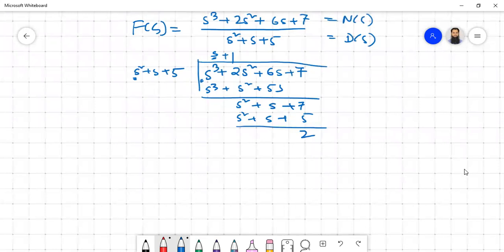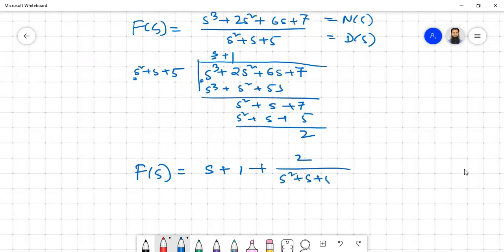So basically what we are going to get is F(s) equal to S plus 1 plus 2 by S squared plus S plus 5. Now if you want to find out f(t), definitely S, how can we find out S? How can we find out 1? 1 is very simple. The Laplace transformation of the delta function is 1. So definitely we can say that this will be the delta function.